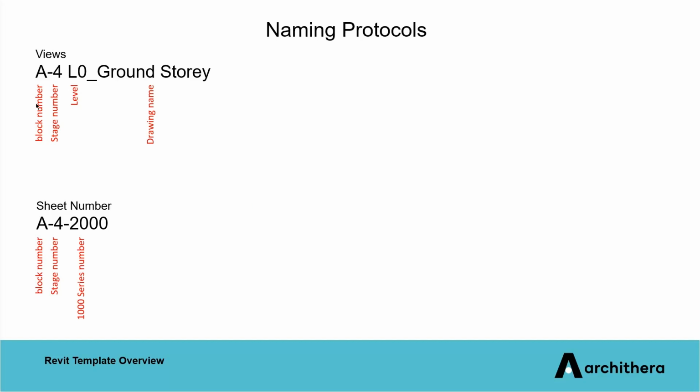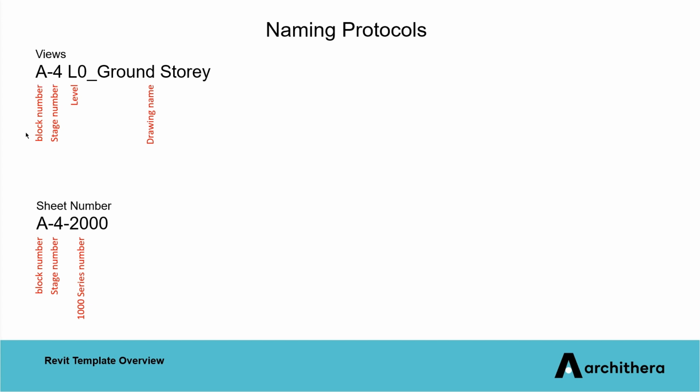So we're going to start off with the views. So for the views, because we've created views that can be duplicated and placed on multiple stages, so multiple times in the project, we had to add a prefix in front of the names so that you can duplicate the view without duplicating the name. So Revit's not going to allow you to create views with the same name.